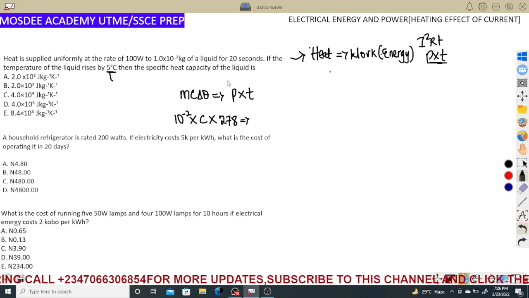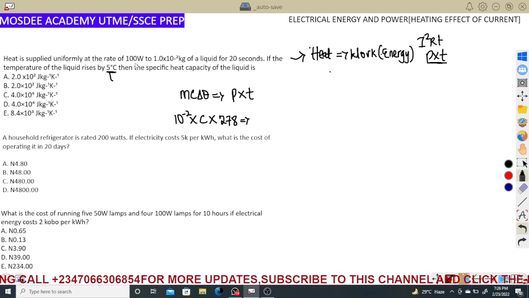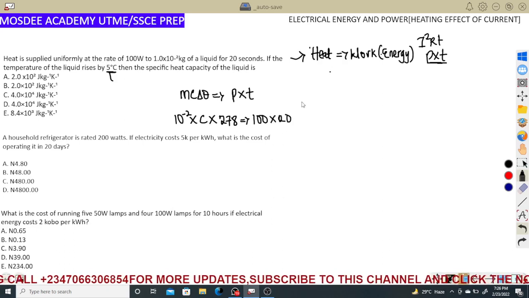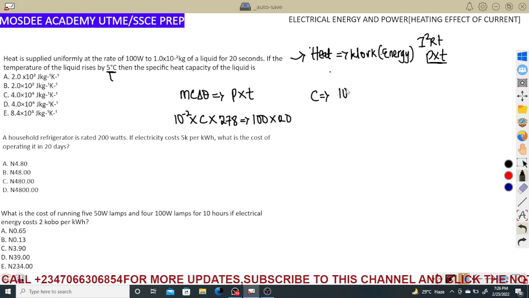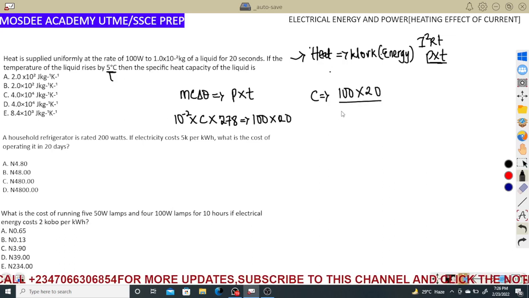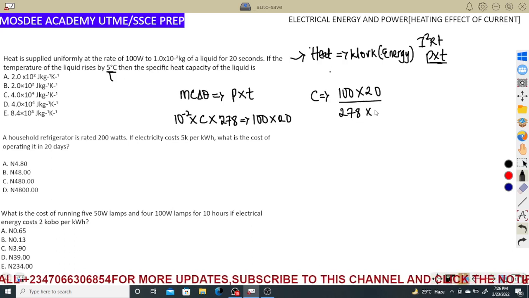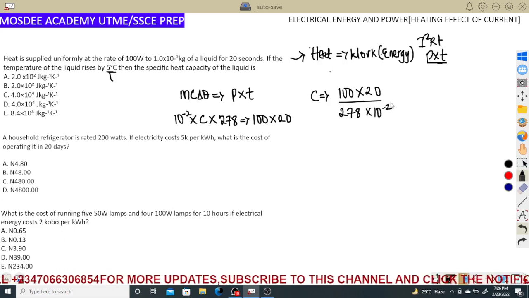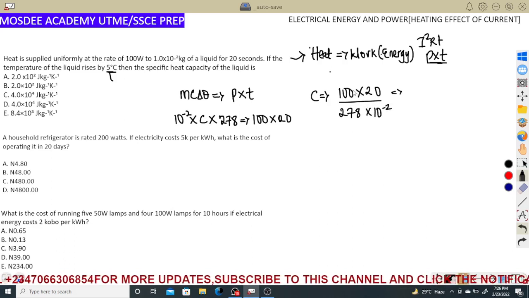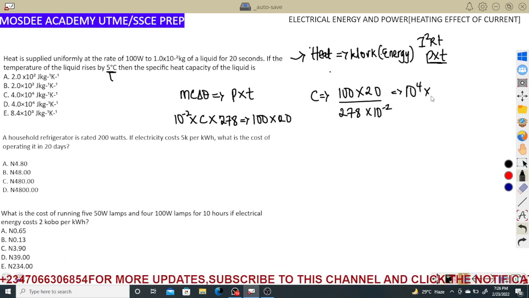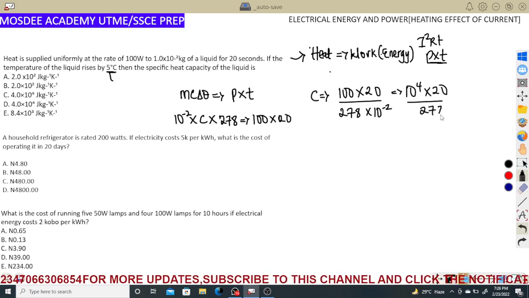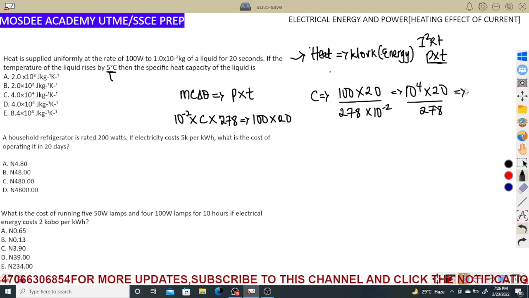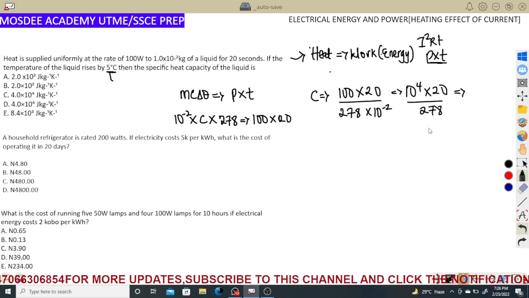Please note that. Then the power here is 100 watts. You can see 100 times the time. The time was 20 seconds. On simplification, you can see C is equal to 100 times 20, divided by 278 times 0.01. That is just 0.02, 10 to the power minus 2. On simplification, when this comes off, then 10 to the power 2 becomes 10 to the power 4, times 20, divided by 278, which I know the answer is not there. You can see what I'm saying. Well, let's check first. 10 to the power 4 is 10,000 times 20, 10,000 times 20 divided by 278.